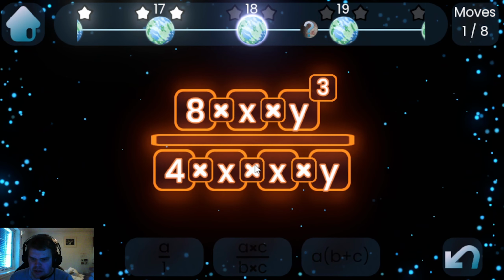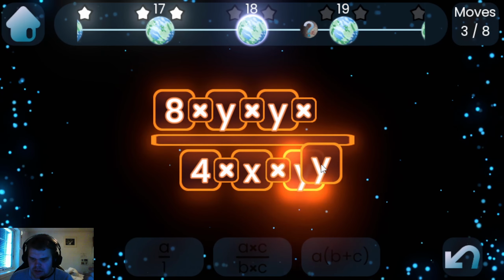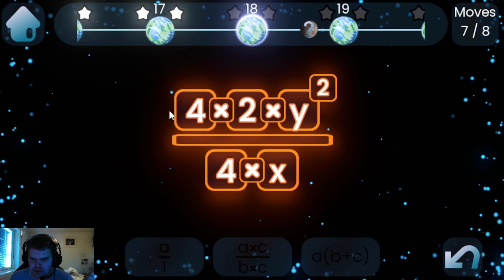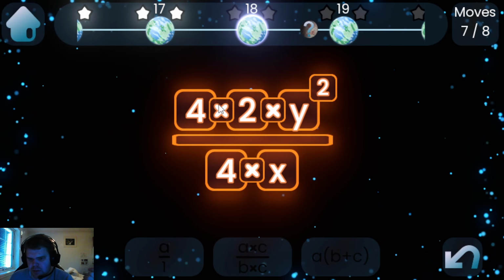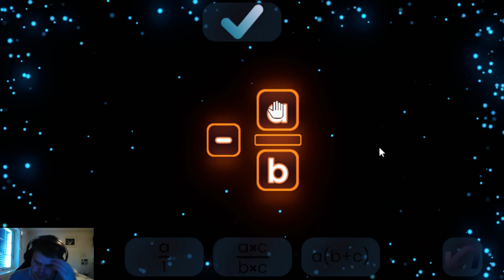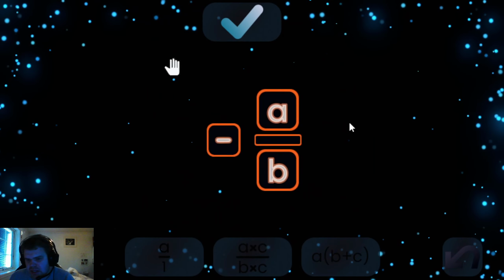Yeah, just finding the similar terms. Make sure to get the... I like to do this, make a 4, so I don't have to factorize both the 8 and the 4. But it shouldn't matter. It should take the same amount of moves either way. Yeah, so here you're teaching the same thing.